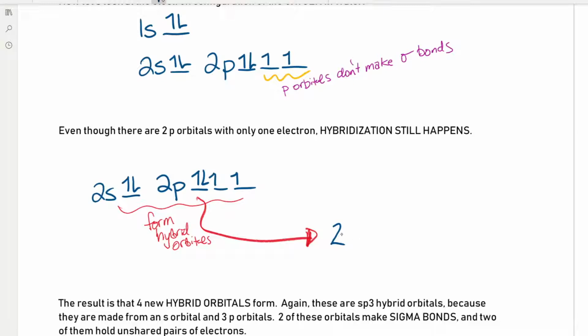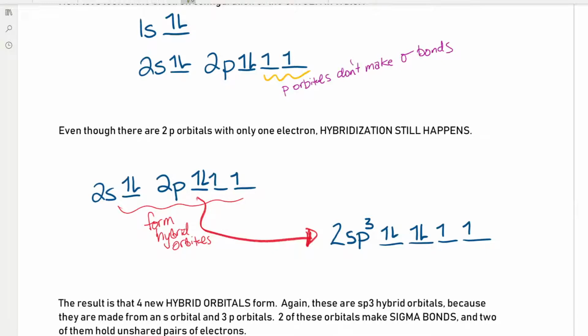And then what did we put into them to make the hybrids? Well, we put the s orbital, so 2s. And then we put how many p orbitals? 1, 2, 3. So we're going to call it sp3 hybridization. 2sp3 hybrids. And how many of them are there? Well, since it's an s and 3 p's, altogether that's 1, 2, 3, 4 orbitals. And now we have 1, 2, 3, 4, 5, 6 electrons to put in.